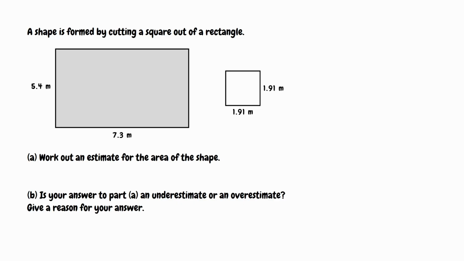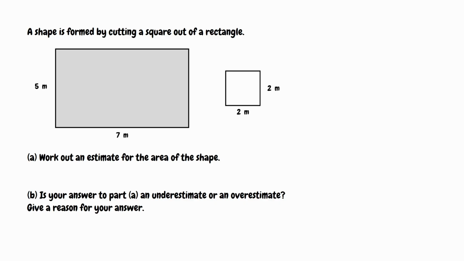So starting on the rectangle, we have 5.4 meters for the height. Well, this would round down to 5 meters. Now for the width, we have 7.3 meters. Well, this would also round down to 7 meters. And then looking at the square, because it's a square, all the sides are equal. We have that the side length is equal to 1.91 meters. Well, if we were to round this to one significant figure, this would actually round up to 2. So the side lengths of our square would actually be 2 meters.